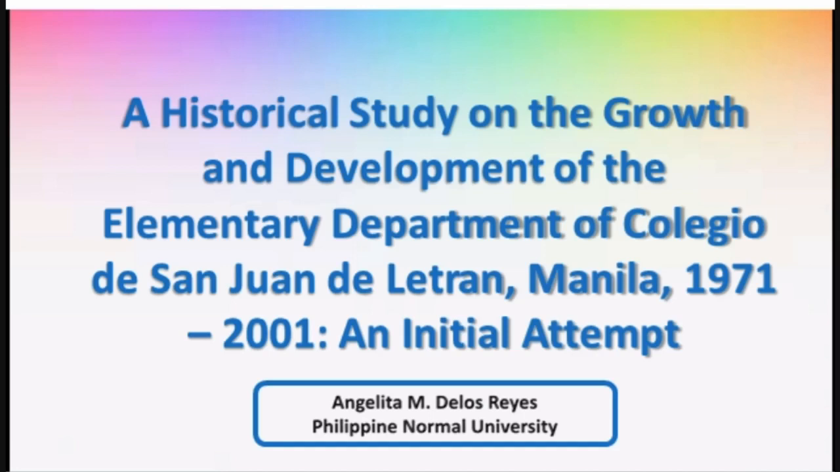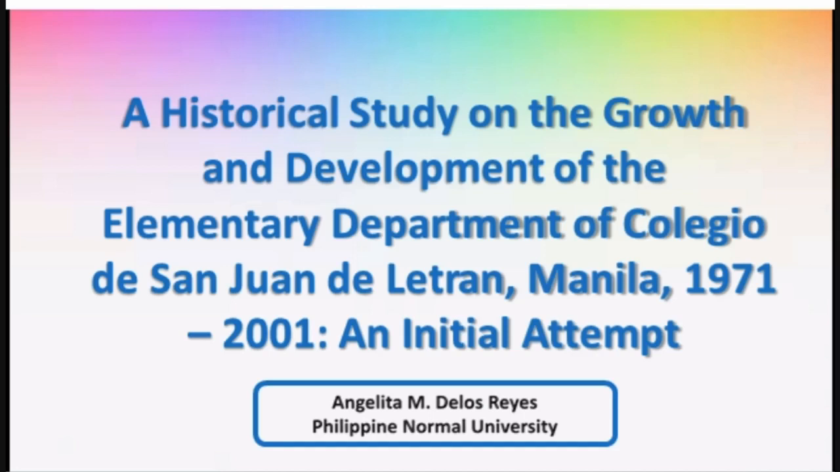So this is one sample study to help you understand what historical research actually is. This is the title of the study; observe it carefully: a historical study of the growth and development of the elementary department of Colegio de San Juan de Latran, Manila. That is the department name; don't worry about it. We have given a time period, 1971 to 2007, an initial attempt. This is the title.